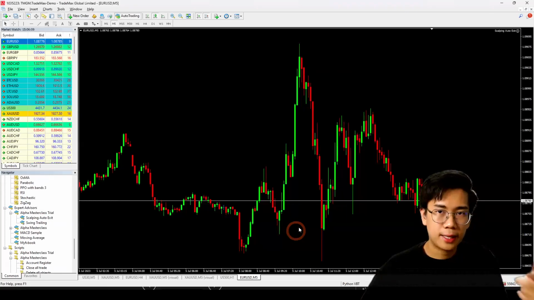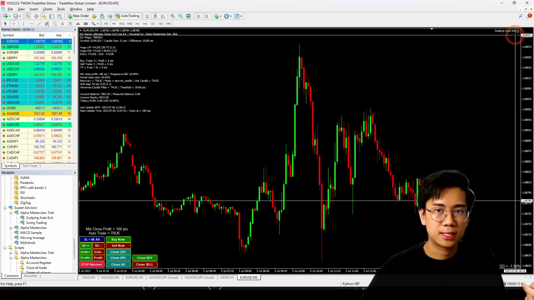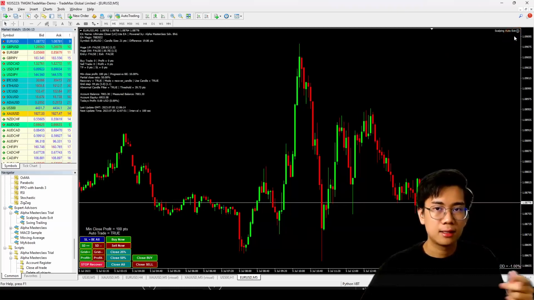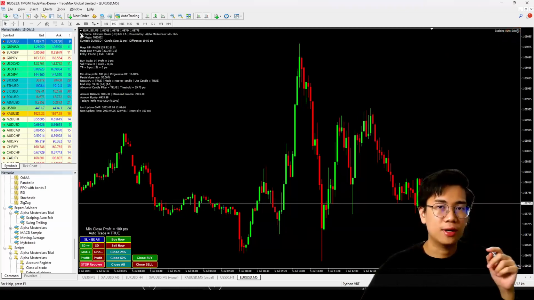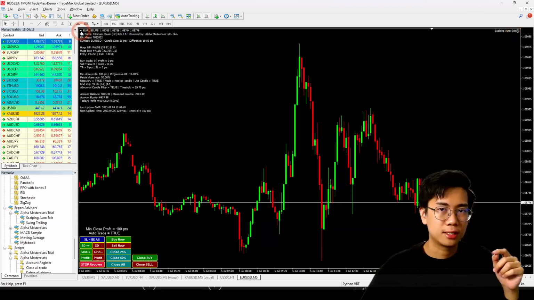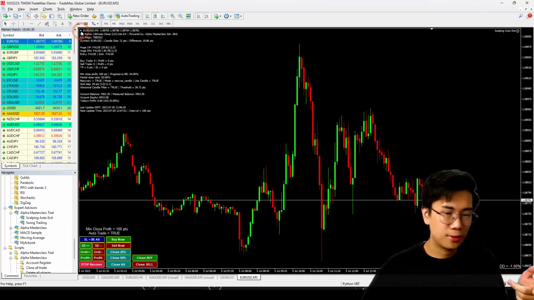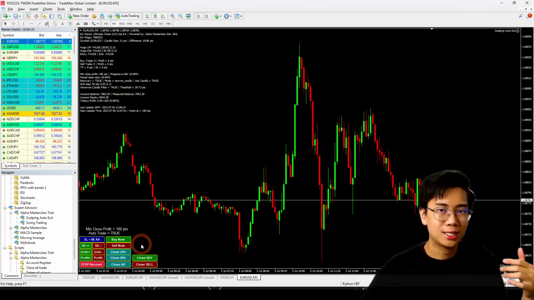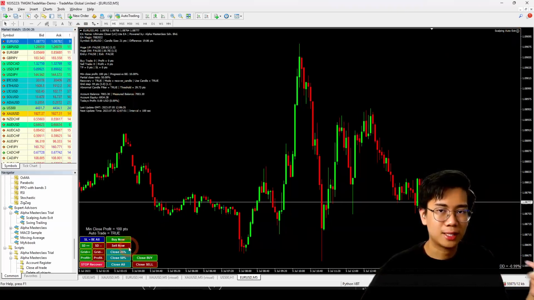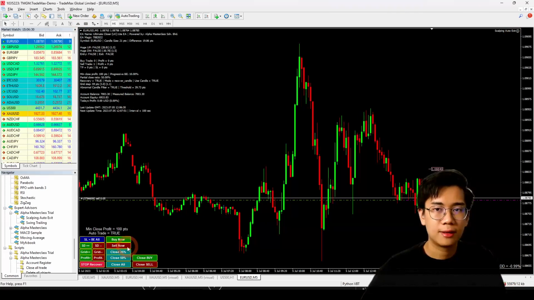When I put the robot in, I see a small face. That means I'm done. So right now, I would like to enter a sell trade. Now we can use the button here, or because of using scalping auto exit, your advantage is that you can just click the sell button from here directly. So I will click sell now.